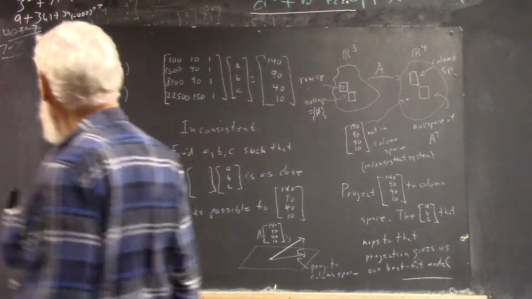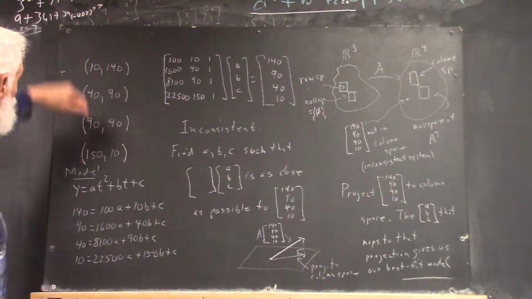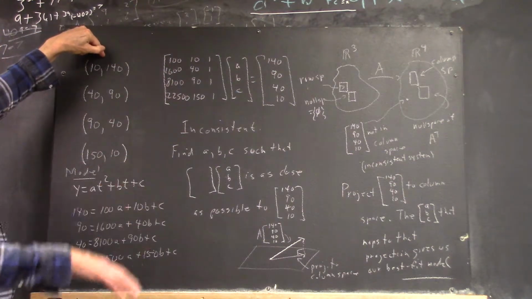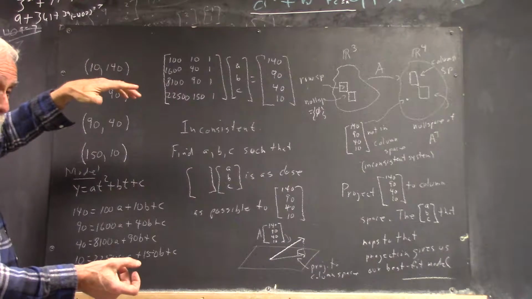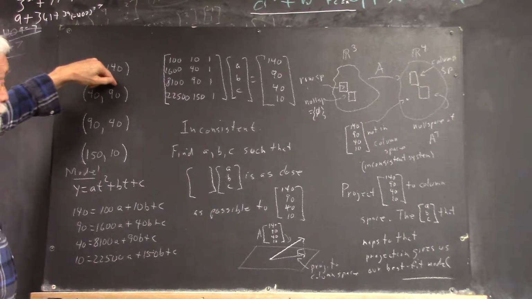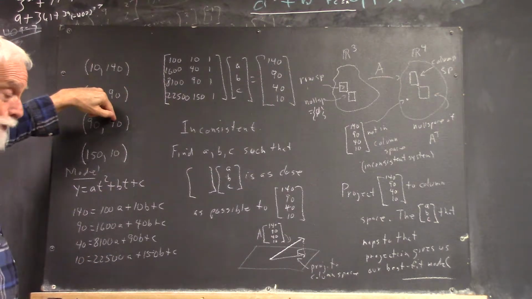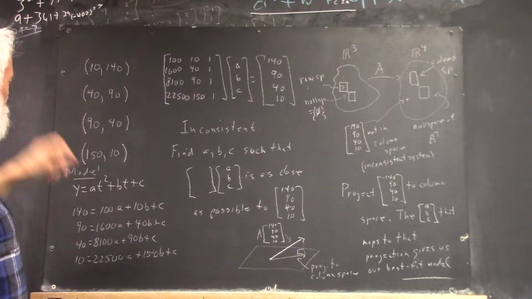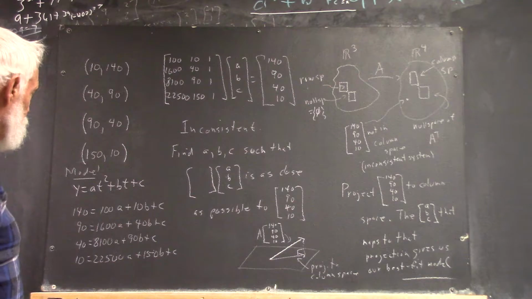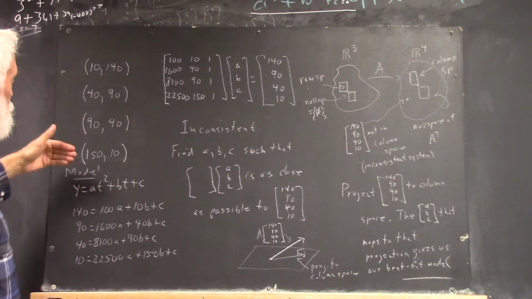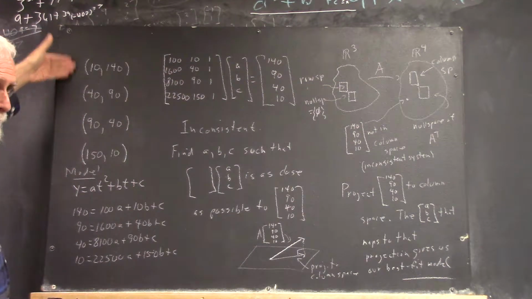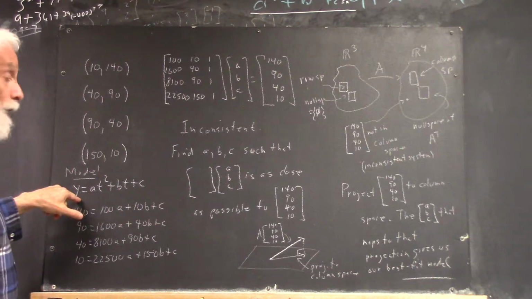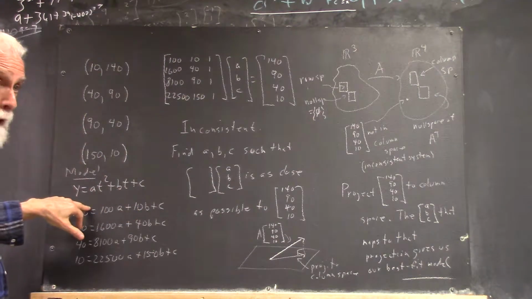So the data points we get are like 10 seconds, 140 millimeters. At 10 seconds, the water was 140 millimeters above the tube. 40 seconds, 90 millimeters. 90 seconds, 40 millimeters. 150 seconds, 10 millimeters. We want to model At squared plus Bt plus C that comes as close as possible to fitting these points. Now 3 points, you can solve simultaneous equations and get a quadratic.